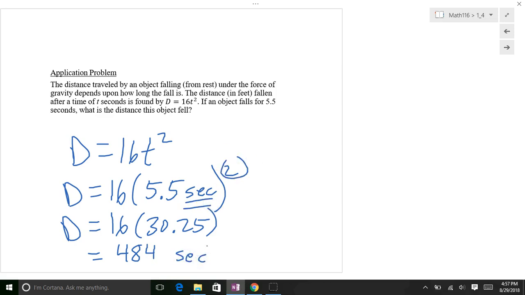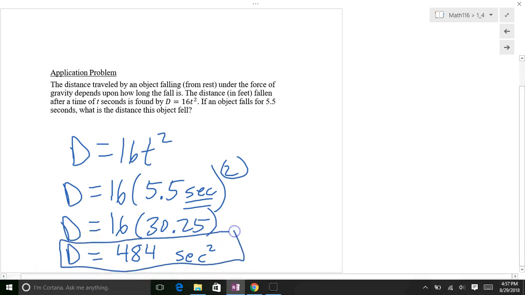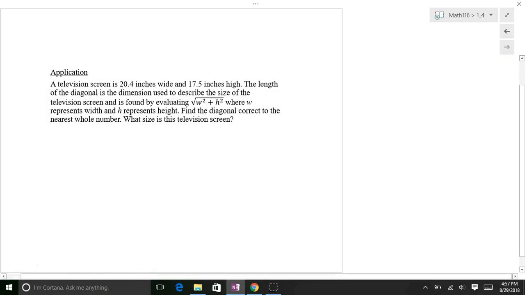Oh, I'm sorry, don't worry about your units right there. That's the distance it fell, 484 feet.